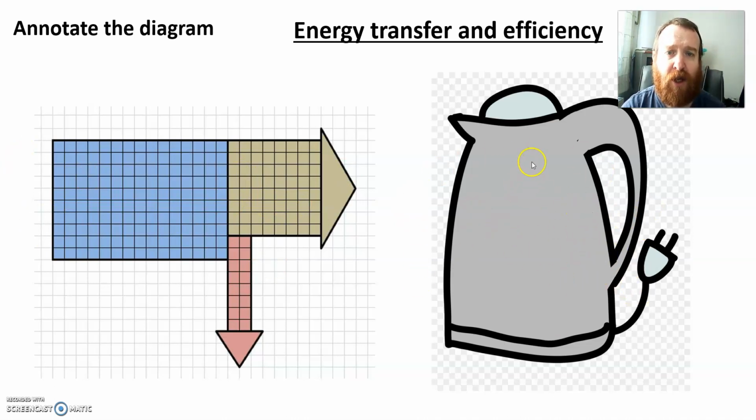What might be going in the kettle? What's happening in the kettle? So annotate the diagram, put in some numbers, maybe calculating efficiency. Play your song and pause this video, and you've got about 5 minutes. Go.